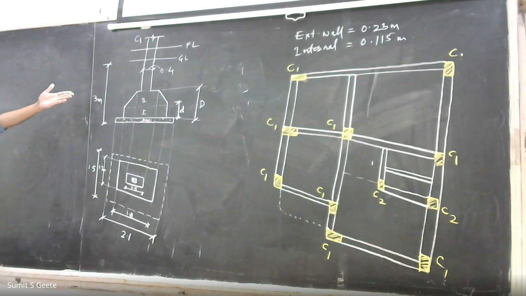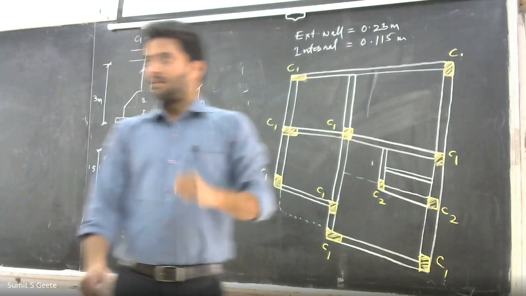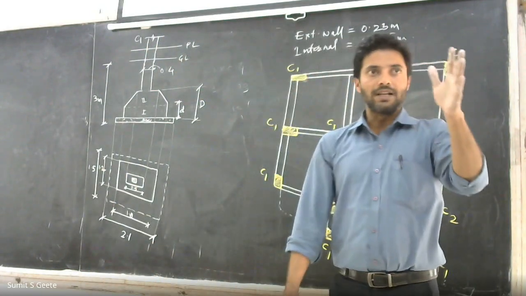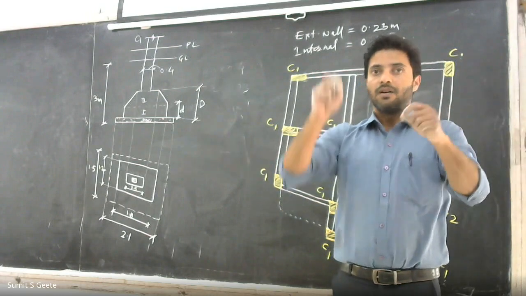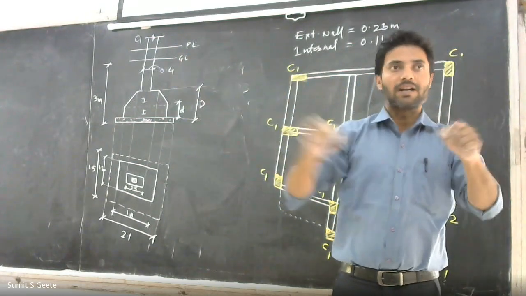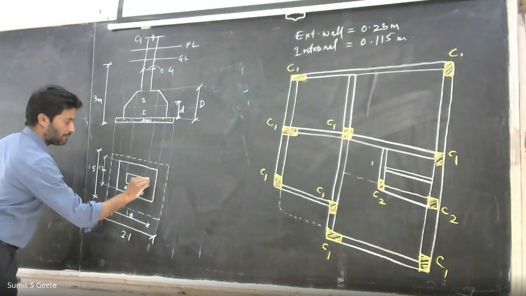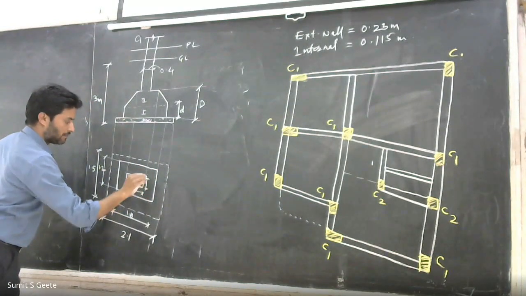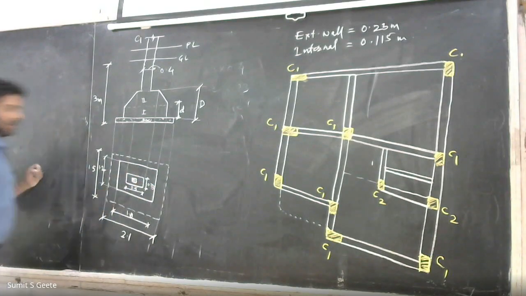0.23. दूसरा डायमेंशन क्या है? C1 का 0.23. So 0.23 means again 50 on this side, 50 on this side become 100. So 0.23 plus 0.1 becomes 0.33. So this dimension becomes 0.33.